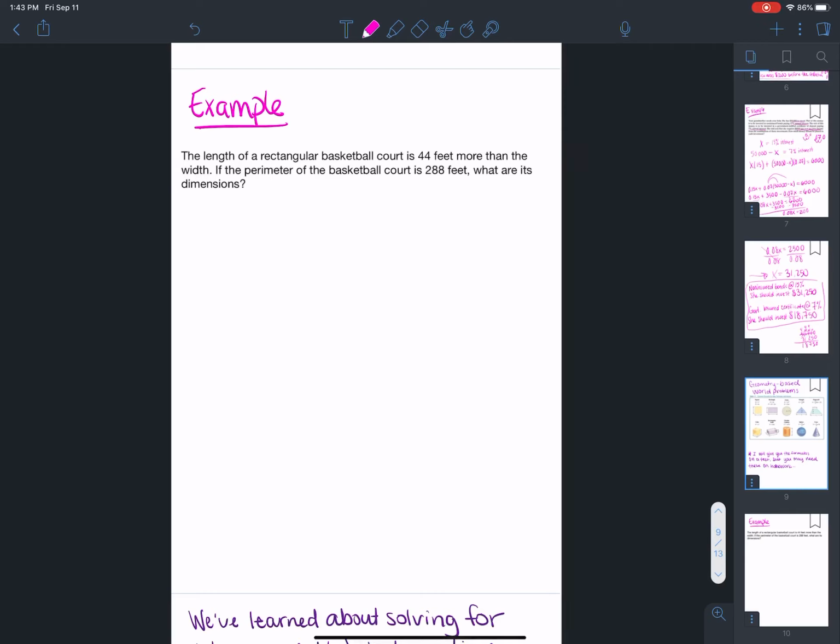Okay, so the length of a rectangular basketball court, that's the first hint. We know for area of a rectangular court, it's just length times width. But it's not asking for area, it's asking for perimeter, which is 2 times length plus 2 times width, right? Because it asked if the perimeter of the basketball court is 288, what are its dimensions?